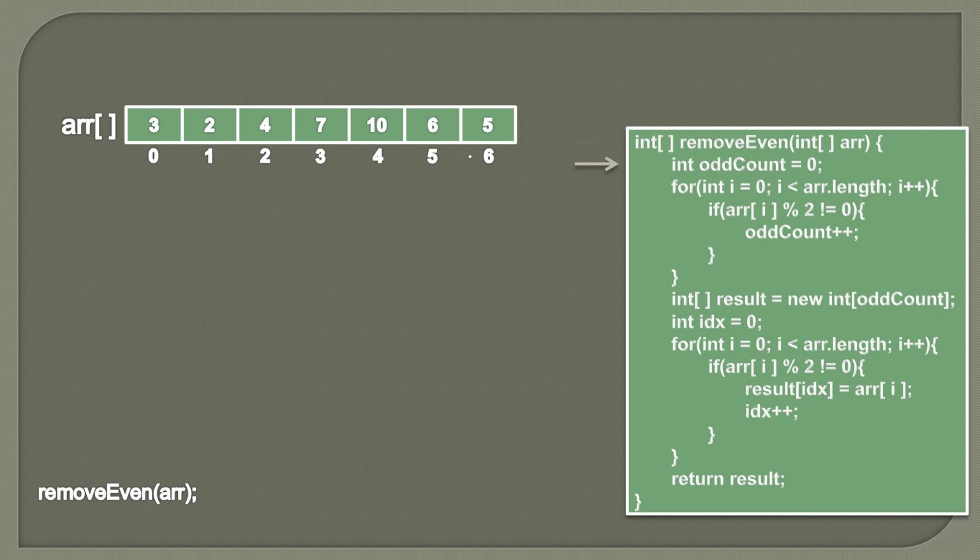Now how can we remove the even integers from the array? First we count the number of odd integers in the array. And we count the number of odd integers because we need to return an array having only odd integers by removing the even integers from the given array. So at the start, oddCount is 0.